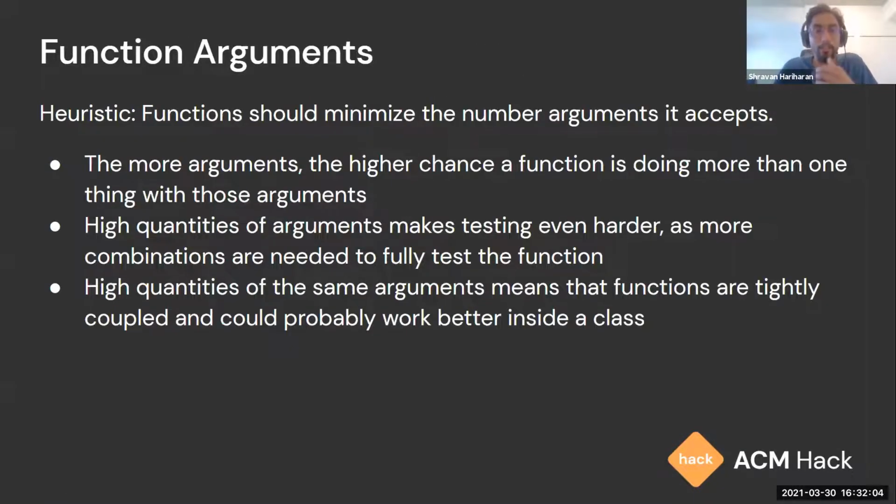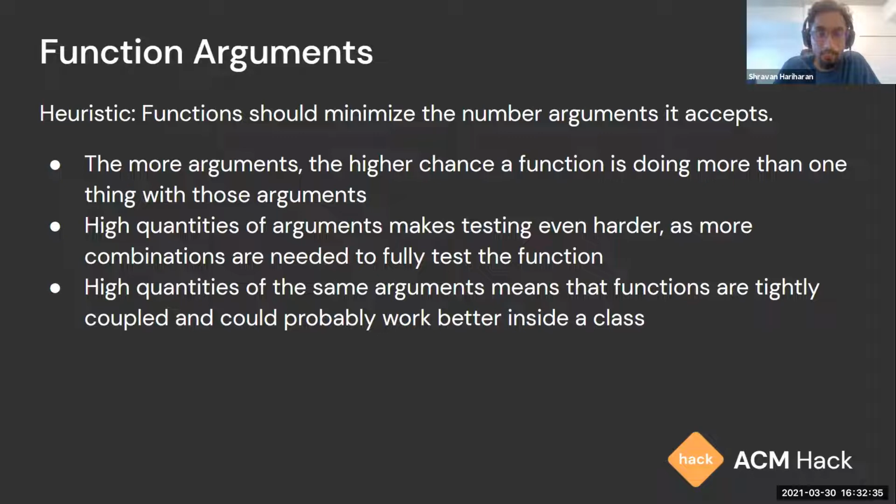Okay, so for function arguments, quick heuristic, you should minimize the number of arguments a function accepts, right? The more args, the higher chance a function is doing more than one thing with those, right? A large number of arguments makes testing even harder as well, right? Because you have to test for every combination of parameters to test the entire function. Whereas if a function just has like 0 parameters or 1 parameter, you just have to test that parameter, right?